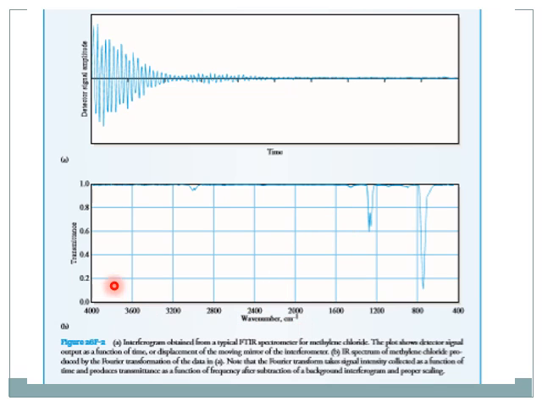Wave number is on the x-axis and transmittance is on the y-axis in this FTIR spectrum.